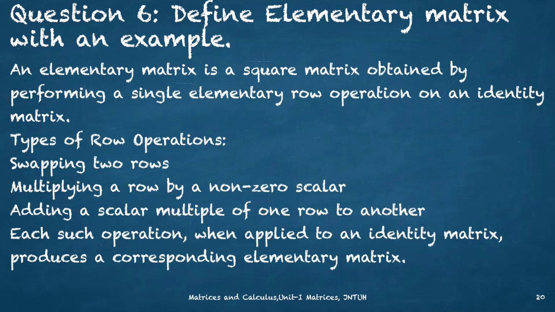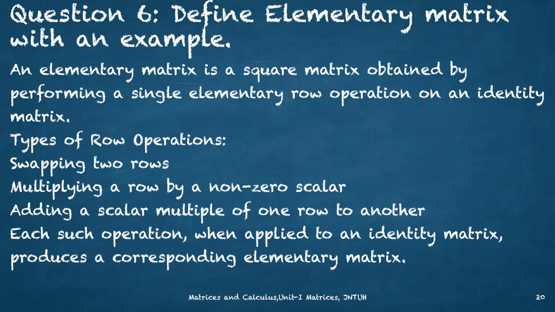Question 6. Define elementary matrix with an example. Let's understand what an elementary matrix is. An elementary matrix is a square matrix that we get by performing just one elementary row operation on an identity matrix. There are three basic types of row operations.